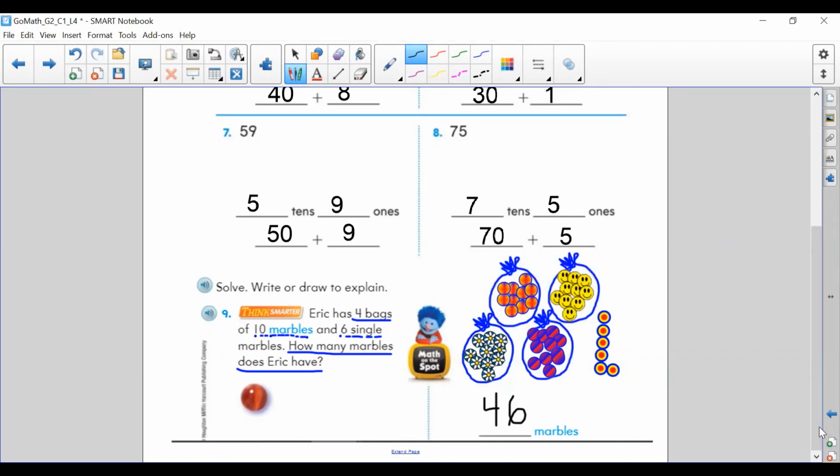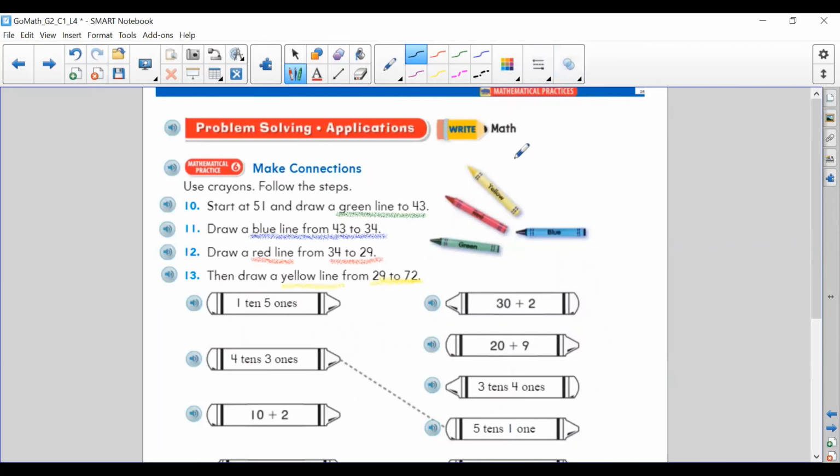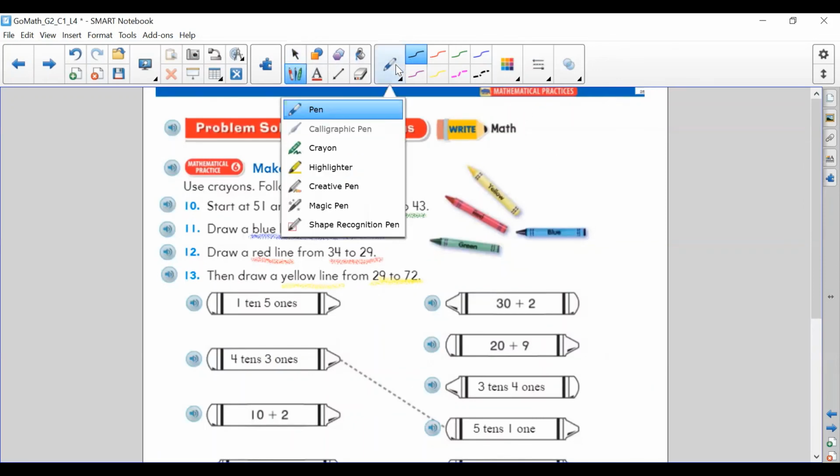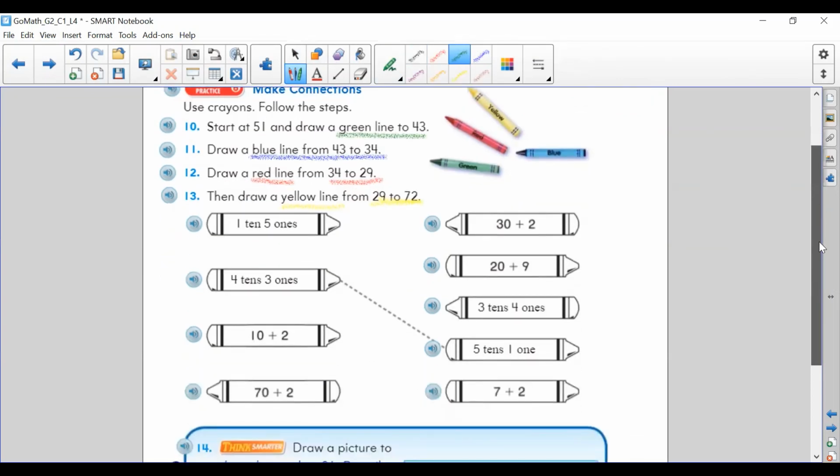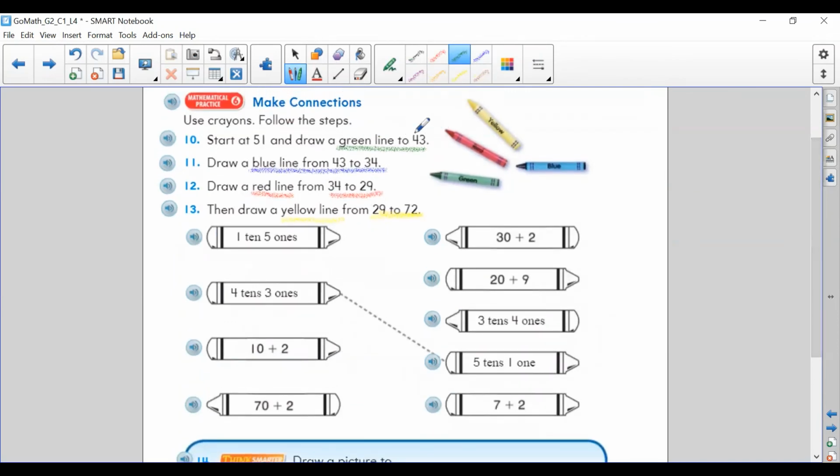So moving on to the next page, we're going to need some crayons. So go ahead and pause the video while you grab your yellow, red, green, and blue crayon. Okay, we're going to start with our green crayon, and we're going to follow the steps. Draw a green line, start at 51. Now it doesn't say 51, it says 5 tens and 1 one. And draw a green line to 43. So that one's already done for us, except it's not done in green.